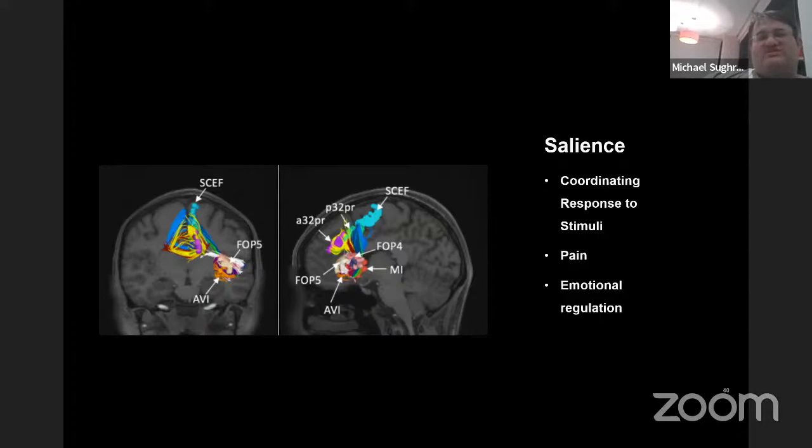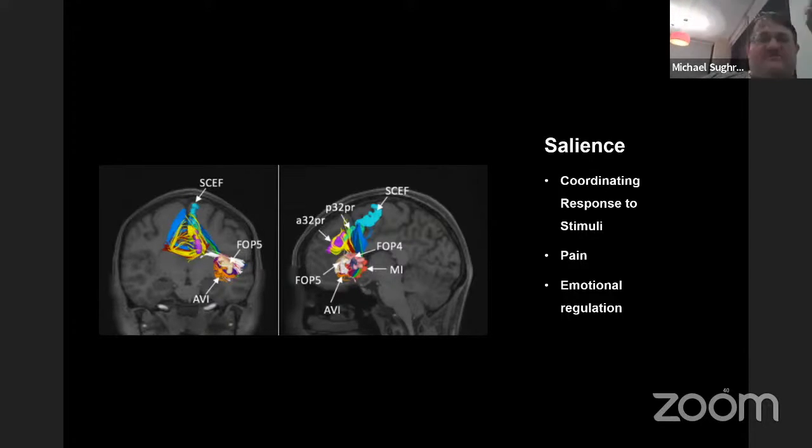And part of the reason is that the salience network is the decider. It's the go signal. And so, for example, when people have chronic pain, a lot of the problem for people with fibromyalgia is that their salience network is overactive. It basically reacts to everything. You're aware of everything. And so there's a middle cingulate and an anterior insula network.